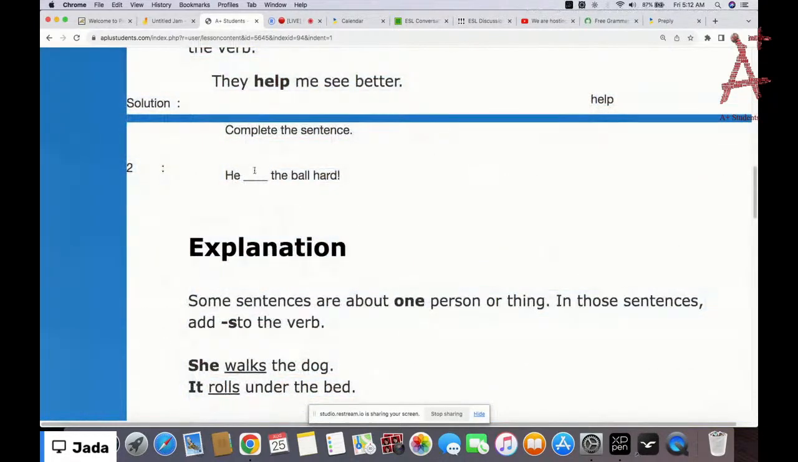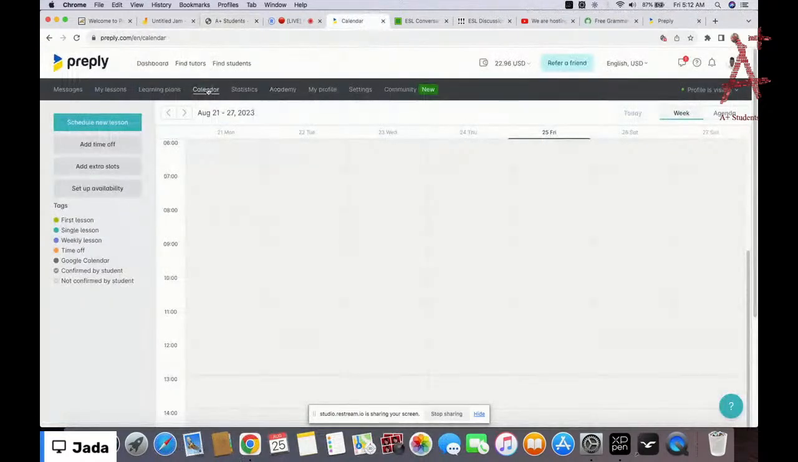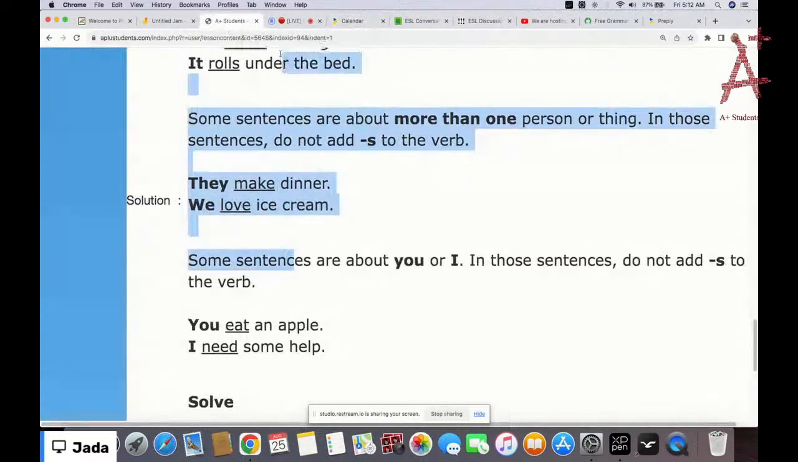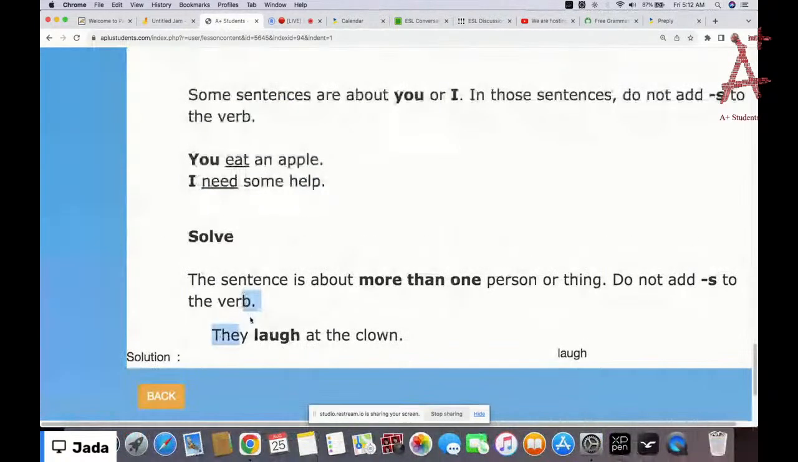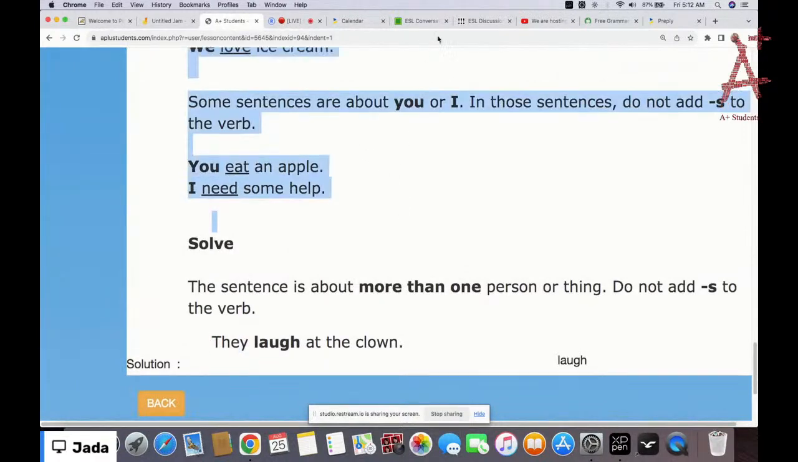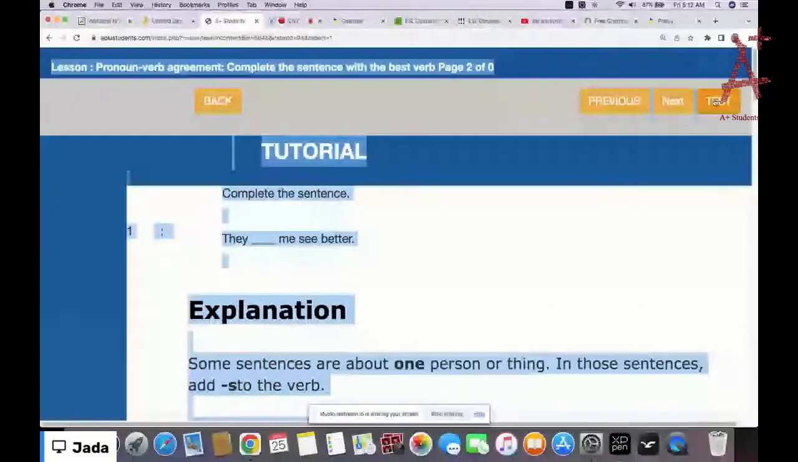So he dashed the ball hard. It's the same, we've seen this one before. "They dash at the clown." They shows that it's more than one. So they laugh at the clown. Since it's more than one, they, you do not have to add s to the verb. So that's basically it, everybody. That's what you do. This one is about pronouns.